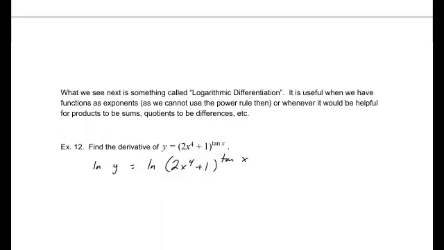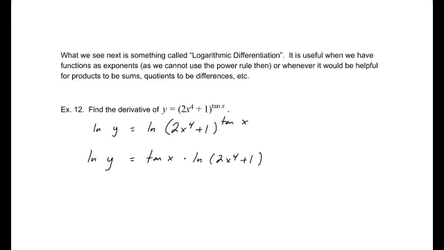We'll bring the tangent x down. Natural log of 2x^4 + 1, and we have natural log of y. All right, bringing that out, we can now use the product rule. We'll take the derivative of both sides. So on the left side, we'll use implicit differentiation. This will be 1 over y times dy/dx.